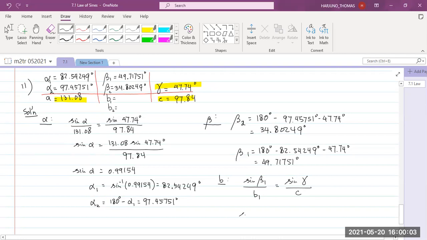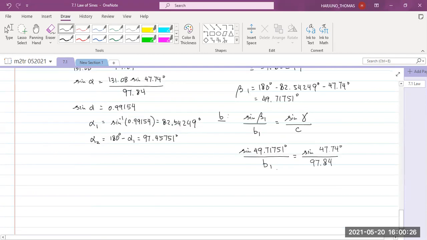So sine of 49.71751 degrees over B1 equals sine gamma, sine 47.74 degrees over 97.84. So B1 will be 97.84 sine 49.71751 degrees over, yeah, a lot of number crunching, huh? Sine 47.74 degrees.